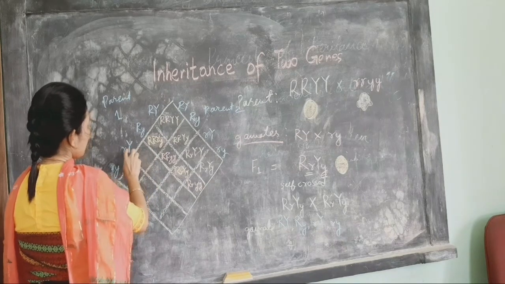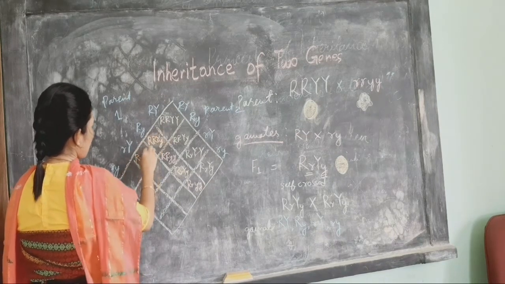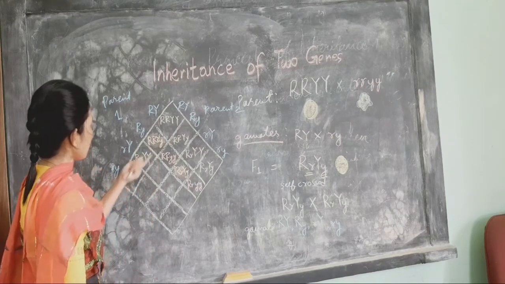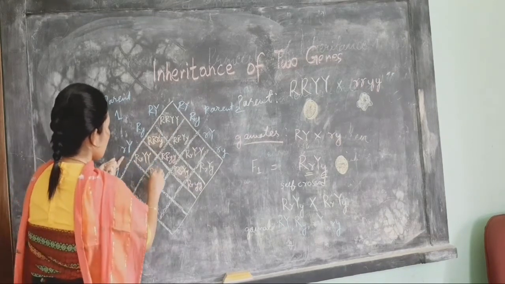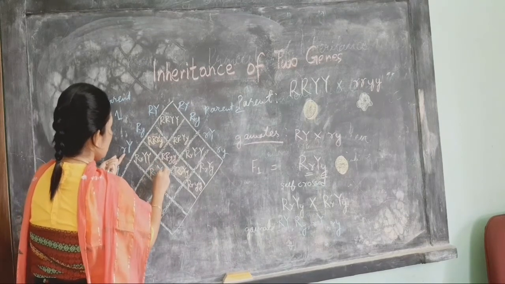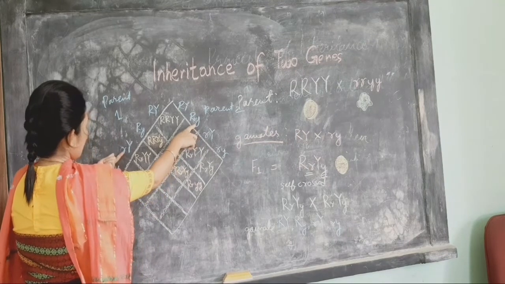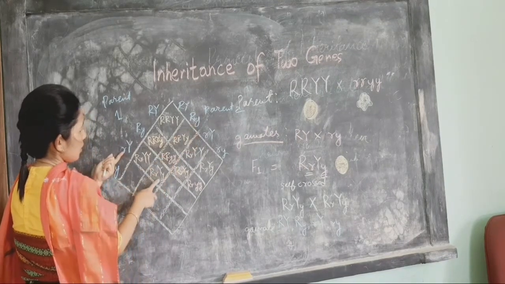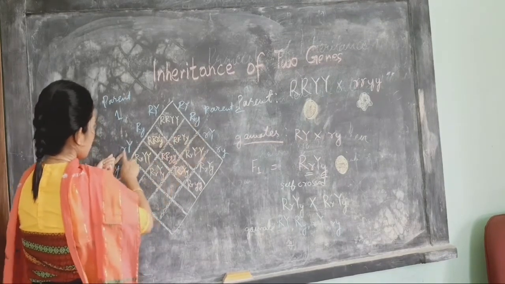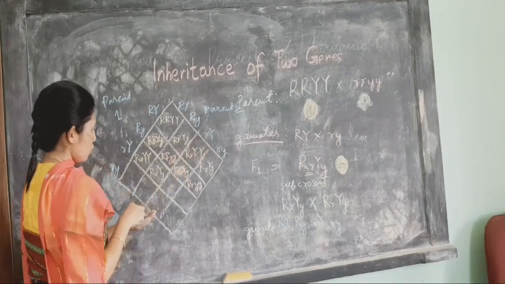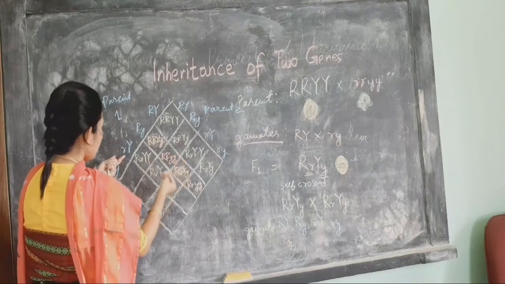Capital R, small r, capital Y, round and yellow. And here capital R, small r, capital Y, small y, right? This one is also round and yellow. And this one is small r, wrinkle and yellow. So for wrinkle and yellow, let me write it in blue.